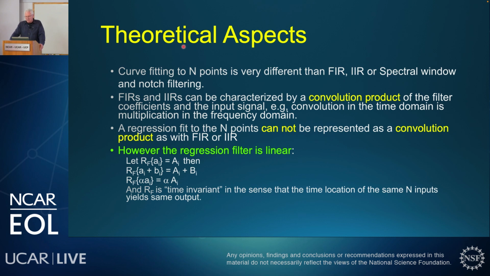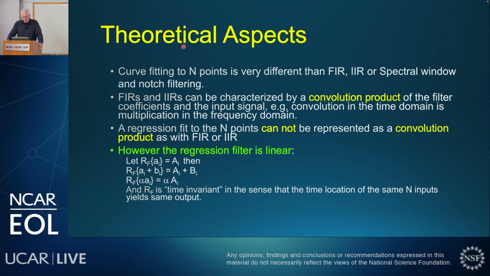FIRs and IIRs can be characterized by a convolution product, for you people that are a little more familiar with filtering theory. So in other words, you can take a convolution product of the filter coefficients with the input signal. And for example, convolution in the time domain is multiplication in the frequency domain. Anybody that's trod around in electrical engineering, this is real fundamental stuff. And we like it. As electrical engineers, we like this. This is good. Convolution in one domain, a multiplication in the other domain. We really understand this stuff. And so we like to stick to it.